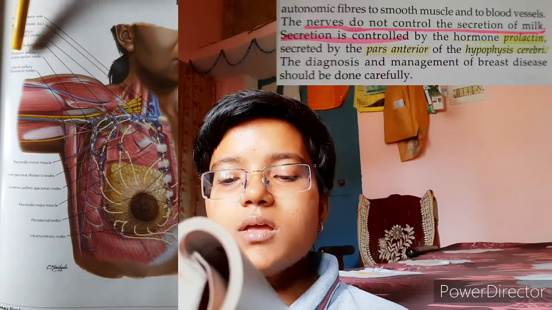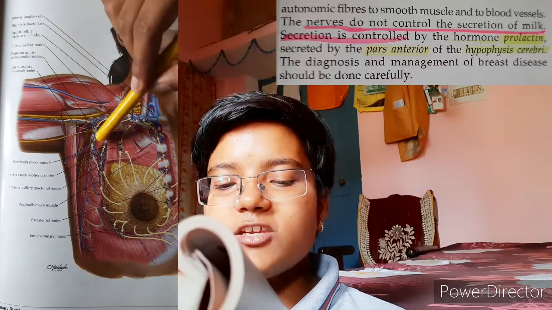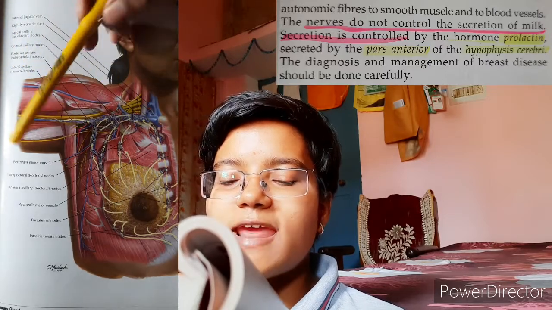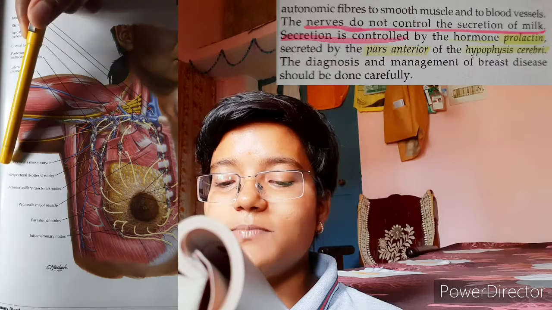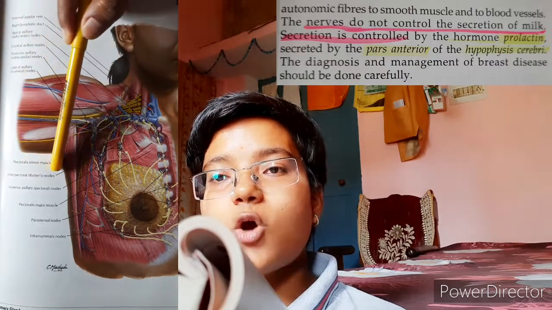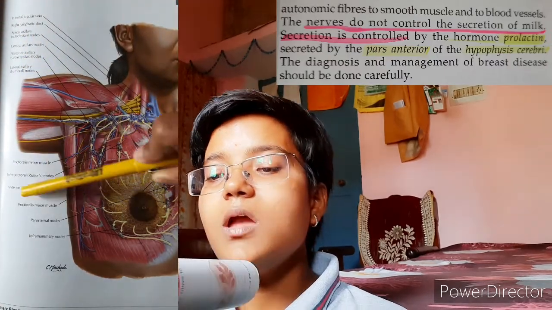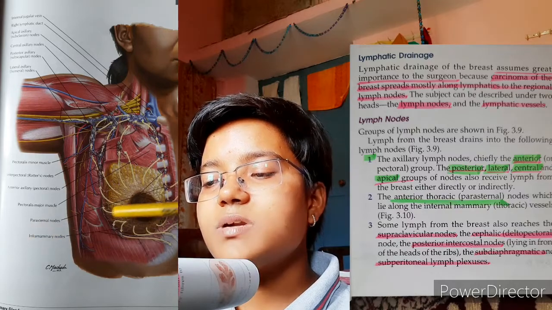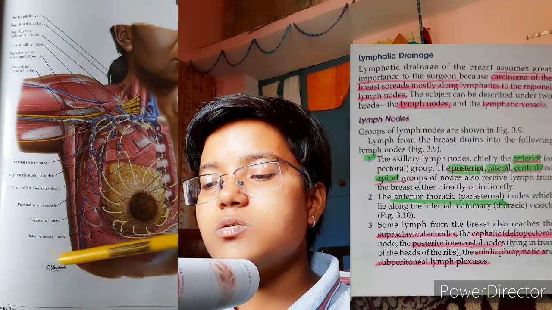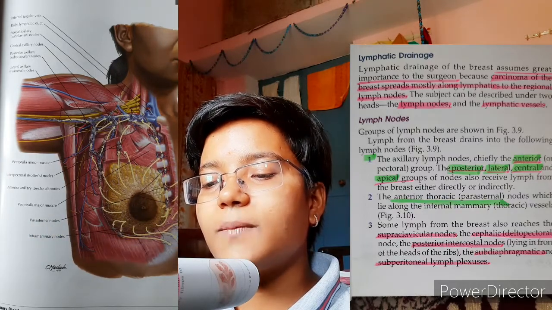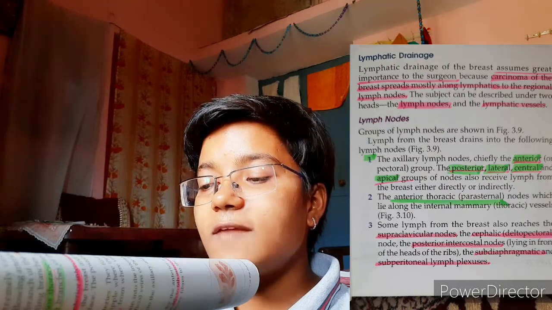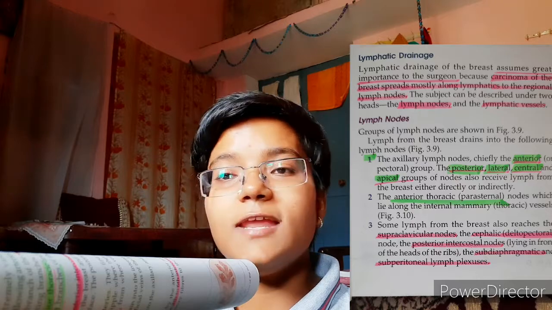First, the axillary lymph nodes, chiefly the anterior or pectoral group. The posterior, lateral, central, and apical groups of nodes also receive lymph from the breast, either directly or indirectly. Second, the anterior thoracic or parasternal nodes, which lie along the internal mammary vessels. Some lymph from the breast also reaches the supraclavicular nodes, the cephalic deltopectoral node, the posterior intercostal node lying in front of the head of the ribs, and the subdiaphragmatic and subperitoneal lymph plexuses.